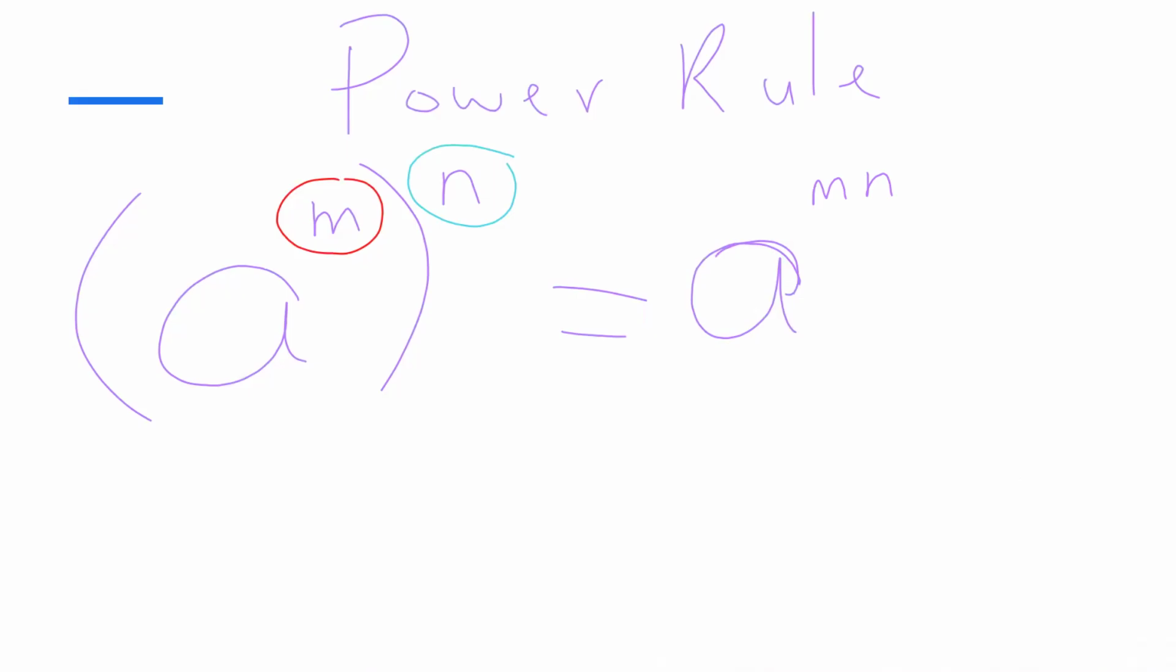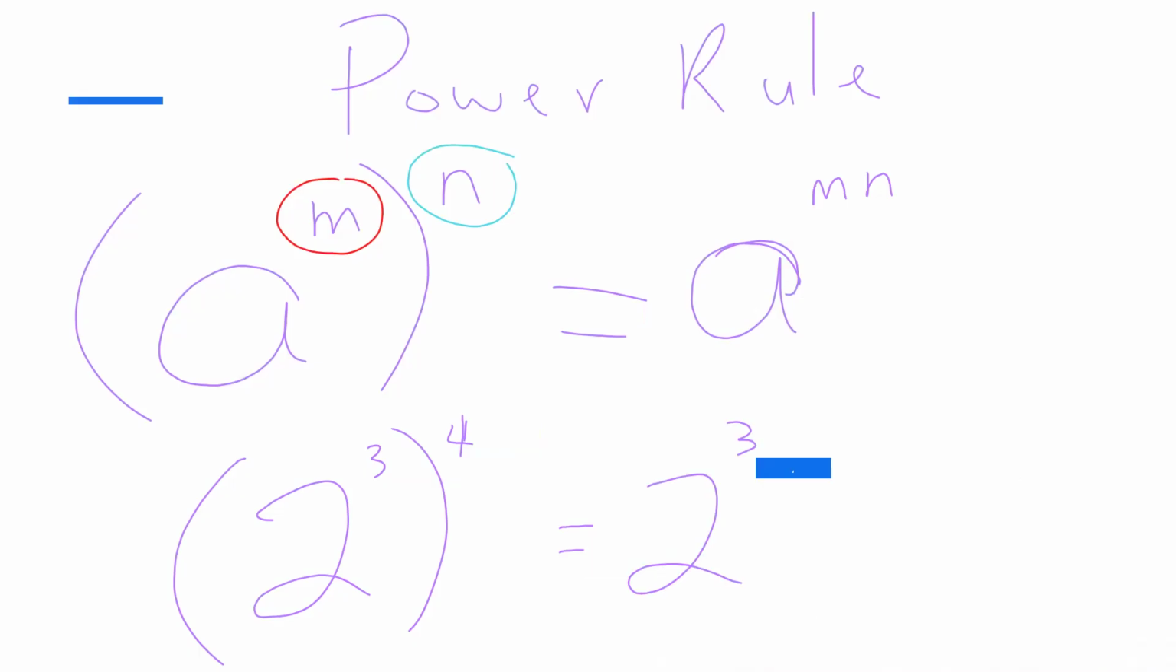So if I have 2 to the power 3, and then I've got 4 here, this gives me 2 to the power 3 times 4, which is 2 to the power 12. The power rule.